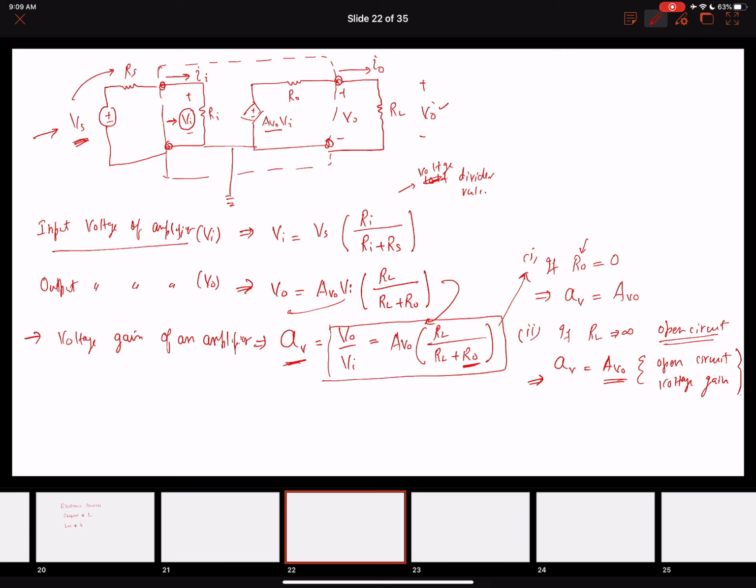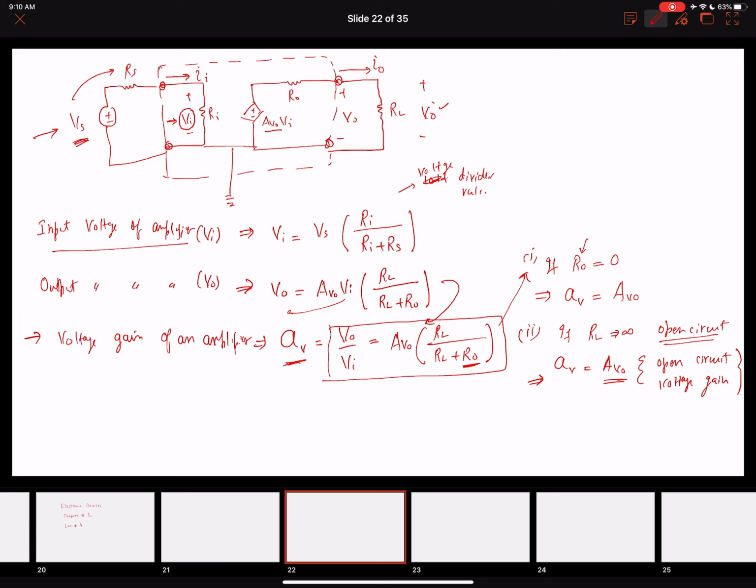Now, ideally, and we're going to talk about this in a bit again, while designing the amplifier, we want to make sure that the output resistance of the amplifier should be as small as possible, and ideally 0, so that the gain of the amplifier should be as close as possible to the open circuit voltage gain, and we should not get a decrease in the gain factor. All right, so we ended up talking about it.